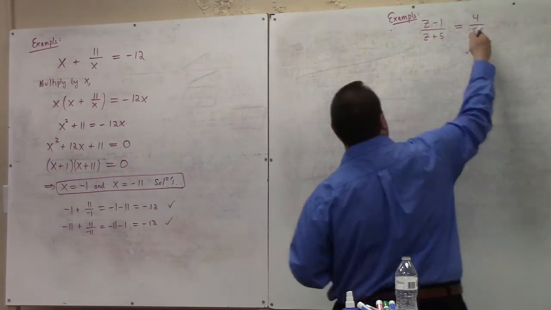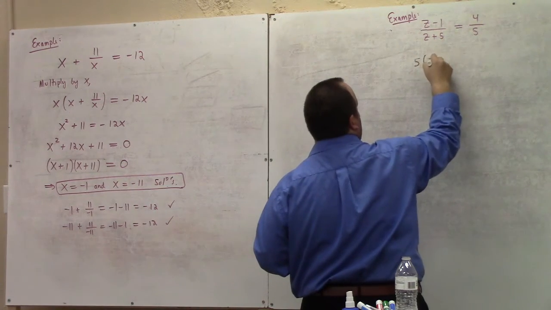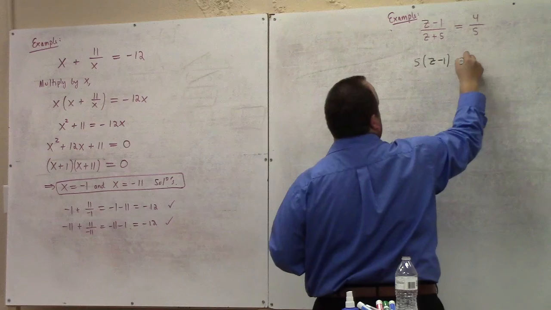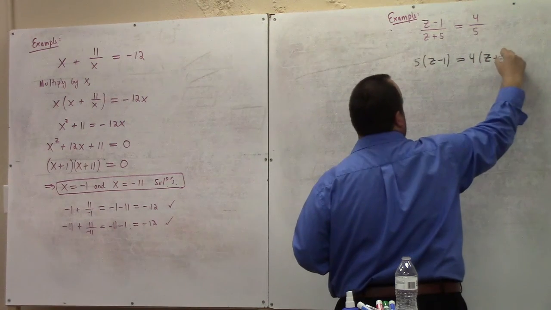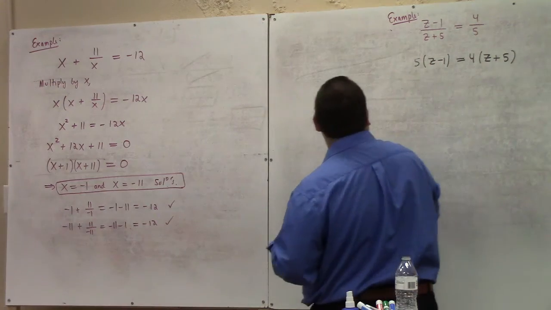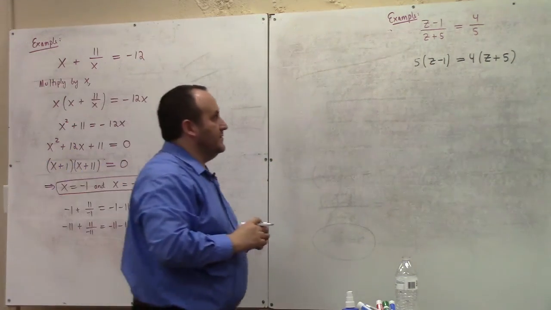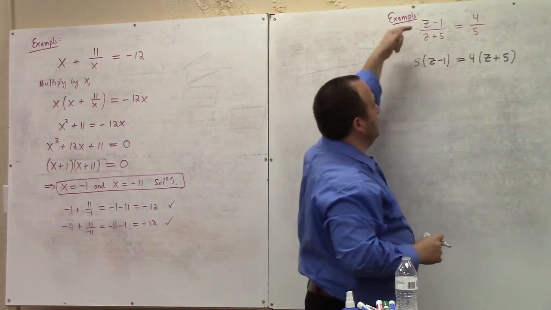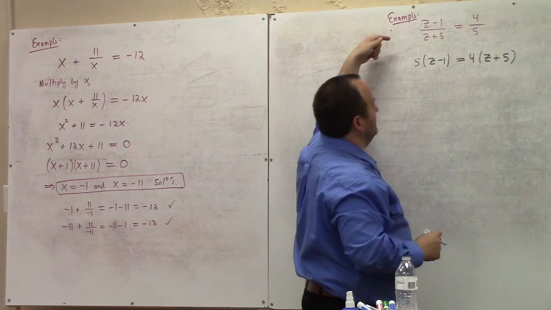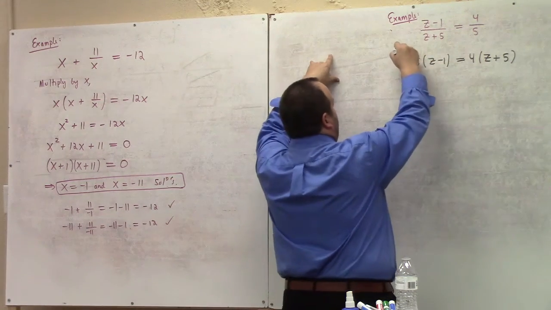What I would do is just cross multiply. So this gives me 5 times z minus 1 equals 4 times z plus 5. That step is basically called cross multiply. Basically what I'm saying is I multiplied this equation by 5 times z plus 5.